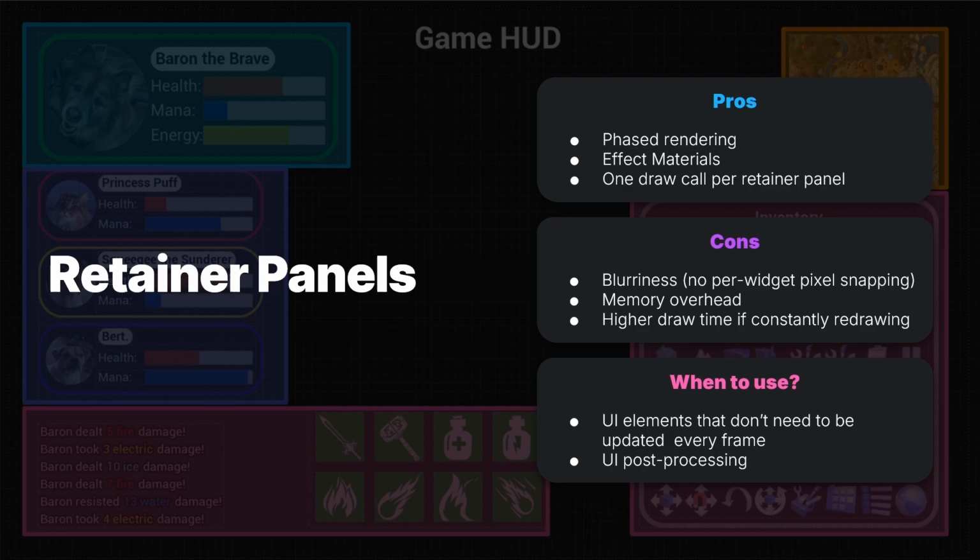If you have some stuff that is pretty static, you could put it in a retainer. Or if you have something that updates based on player actions but isn't constantly changing, that could be a good candidate for a retainer. And then we also see people use it as a UI post-processing tool. So if you want to curve your whole UI or add some blur effect or something like that, it could be useful there. That's not going to help with performance, but it is cool.